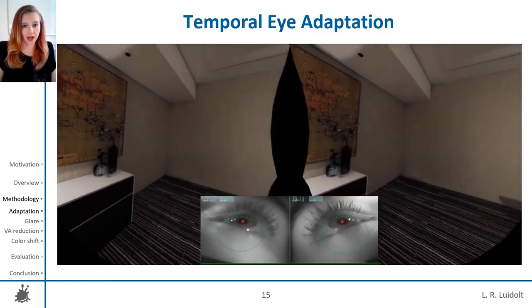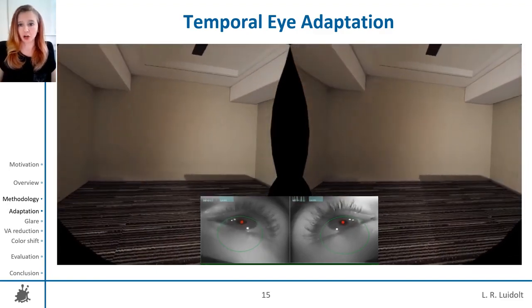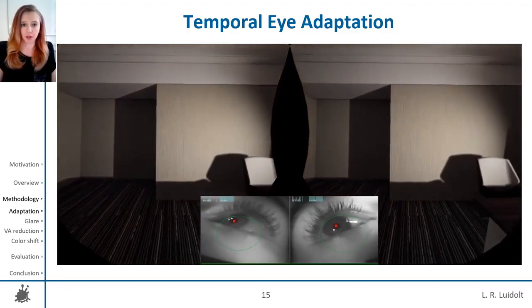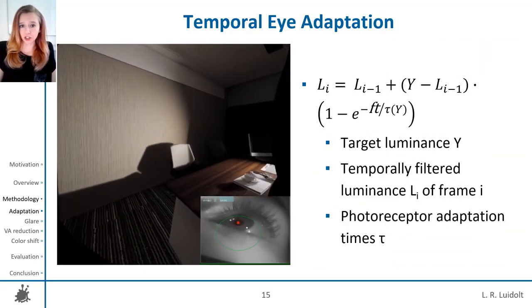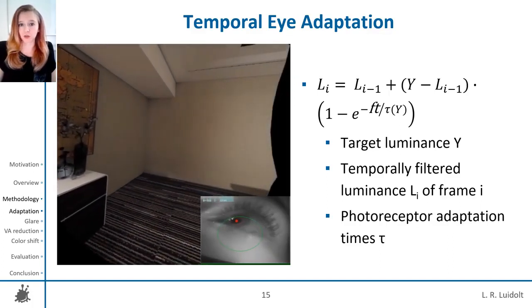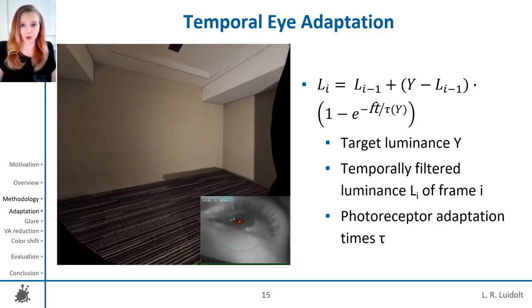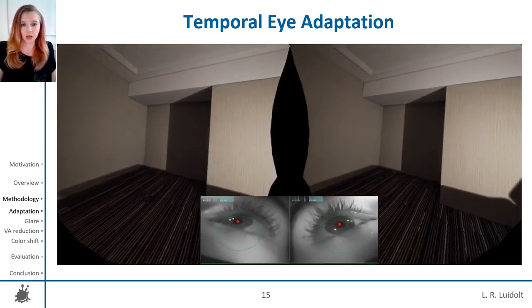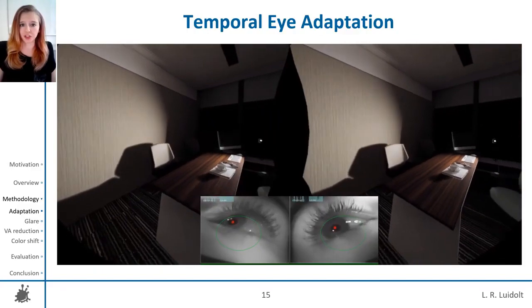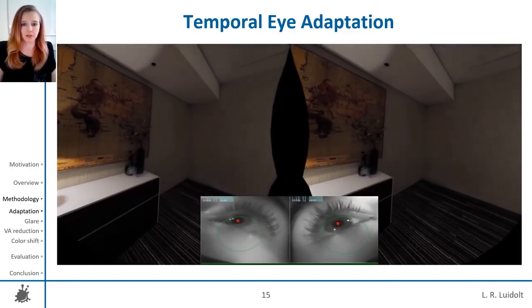For the temporal eye adaptation, we first calculate a target luminance for every frame, which is weighted by the gaze direction. Then we use an exponential function that takes the target luminance, last frame's luminance, as well as the adaptation times of rods and cones into account. This gives us a temporally filtered luminance value for our current frame, which is then multiplied with the linear RGB values of the frame.